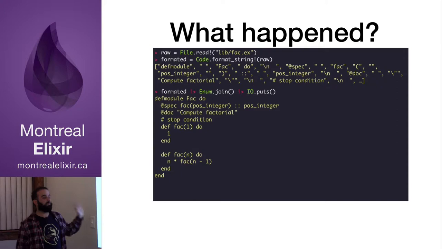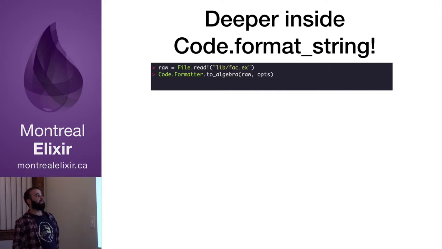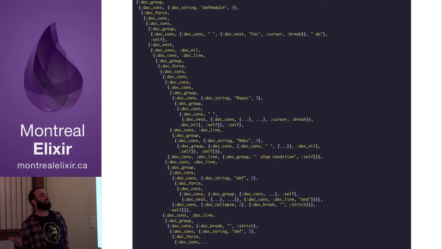But it's not just that. What happens inside that function? That function calls Code.Formatter.to_algebra. To algebra basically outputs that, which is hard to understand.